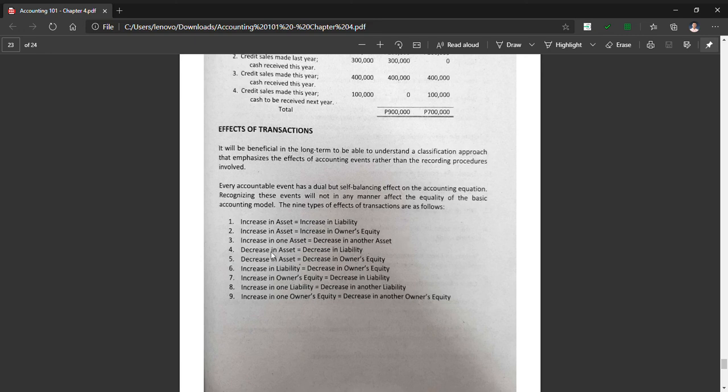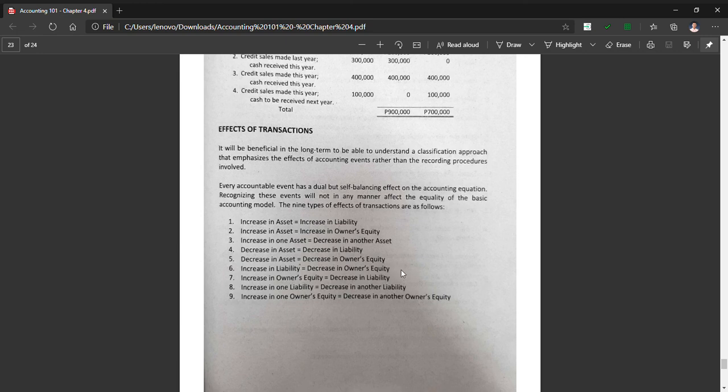For decrease in asset and decrease in liability. So, yung 4 and 5, any decreases naman in your asset can be balanced by the decrease in either the liability or the owner's equity. Siyempre, kapag lumiit yung left side, pwede mong mabalance by decreasing also the right side. Right? So, number 6, any increase in liability can be paired with the decrease in the owner's equity. So, and number 7, any increase in owner's equity can be paired with the decrease in liability. So, parehas lang sila, right?